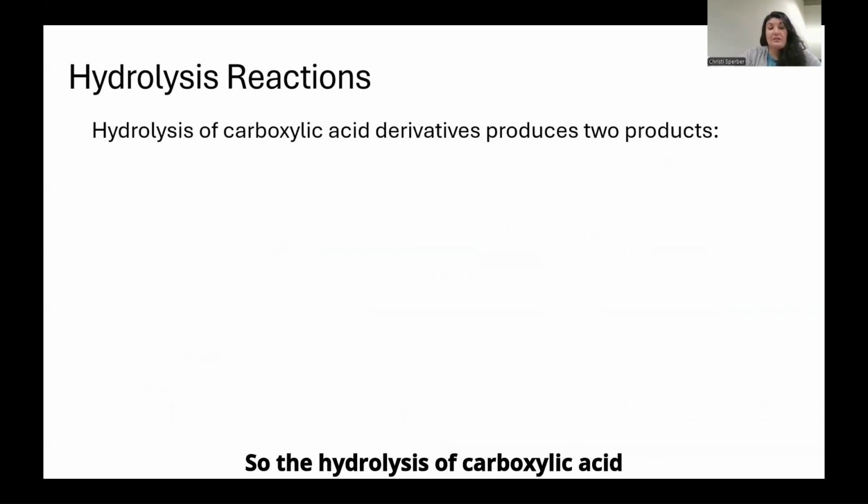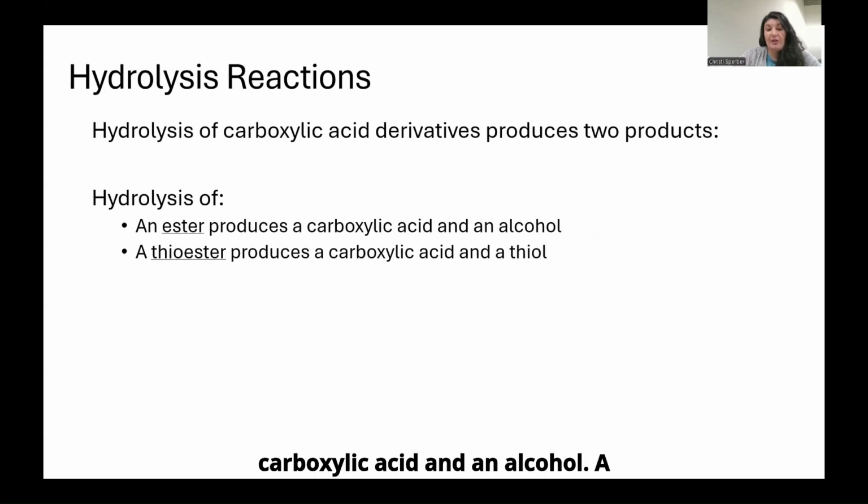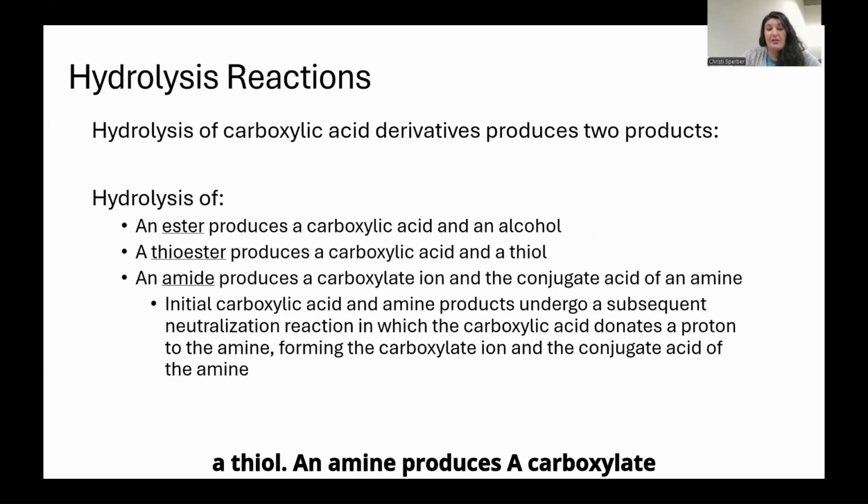So the hydrolysis of carboxylic acid derivatives produces two products. The hydrolysis of an ester produces a carboxylic acid and an alcohol. A thioester produces a carboxylic acid and a thiol. An amide produces a carboxylate ion and the conjugate acid of an amine.